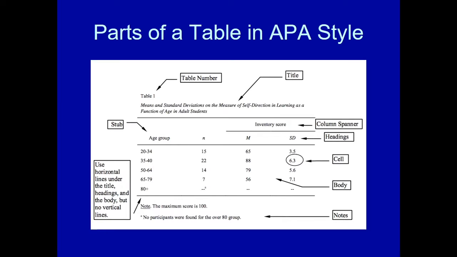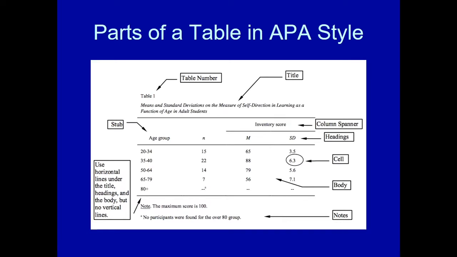The next line of the table is a title. So here is a space, one enter space down from the table and its numeral. And then this title is italicized. In this example, the title is Means and Standard Deviations on the Measure of Self-Direction in Learning as a Function of Age in Adult Students. I know, it's a long title in this case.